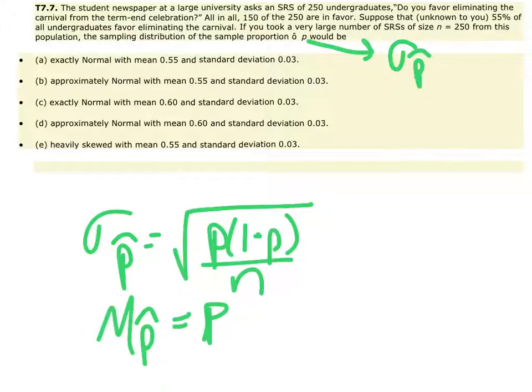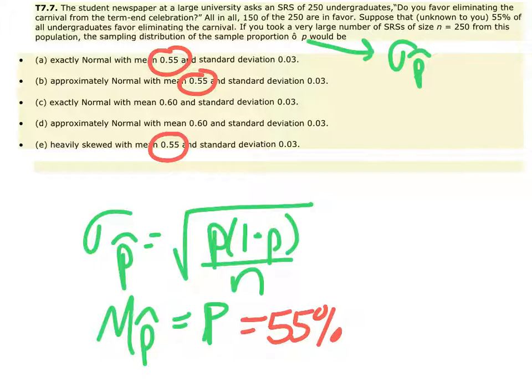Because they want to know about the complete sampling distribution, we also have to factor in what is the mean. So the mean of p hat is equal to p. Again, this is the population parameter for that. Now be careful, the population parameter, they told us the true population answer is 55%. So what we can do is change this to be 55% or 0.55. Based on that alone, we are looking at either these three options. We know C and D are not valid.